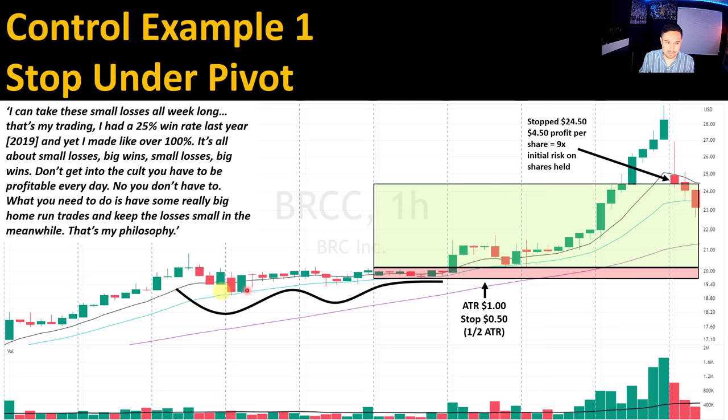I can take these small losses all week long. That's my trading. I had a 25% win rate last year, 2019, and yet I made like over 100%. It's all about small losses, big wins. Small losses, big wins. Don't get into the cult of thinking you have to be profitable every day.